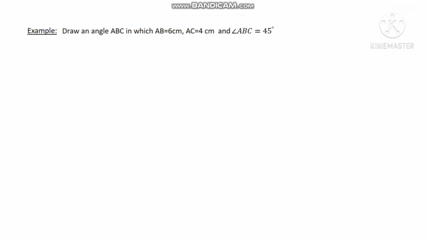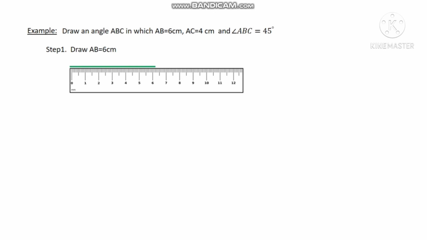Now the next example is: draw an angle ABC in which AB equals 6 cm, AC equals 4 cm, and angle ABC equals 45 degrees. You have to construct an angle of 45 degrees and the lengths of the arms of the angle are also mentioned. So step 1, draw AB equals 6 cm. You draw a line segment AB whose length is 6 cm by using the ruler.